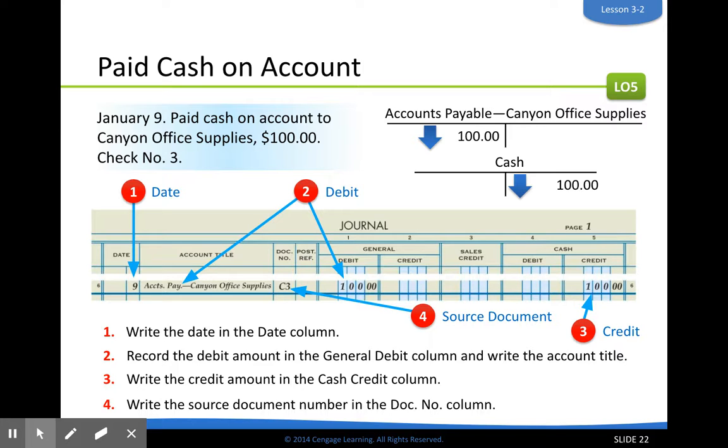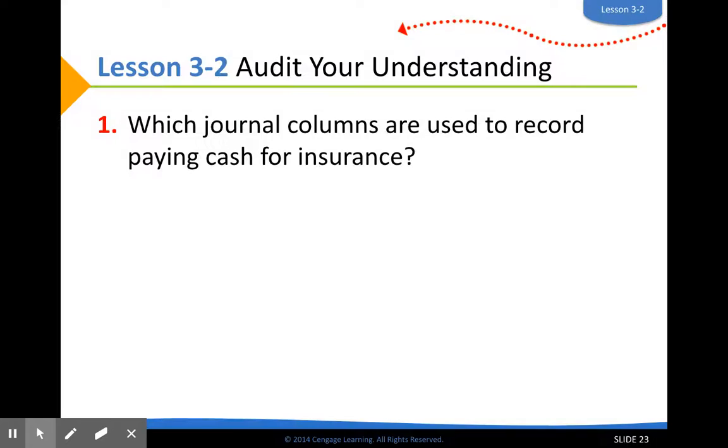Anytime we pay cash in your study guide, a check has been written. We are not using actual cash dollars because we have no way of tracking that. And remember, the source document is proof of a transaction happening. So we need to have proof. If we give away cash, there's no proof that it happened. So we write a check, and the check stub is our proof.